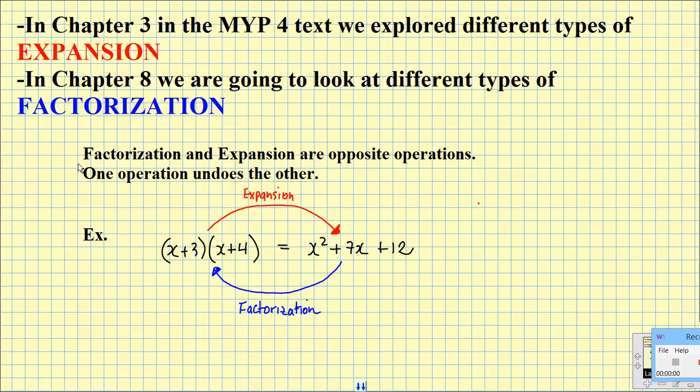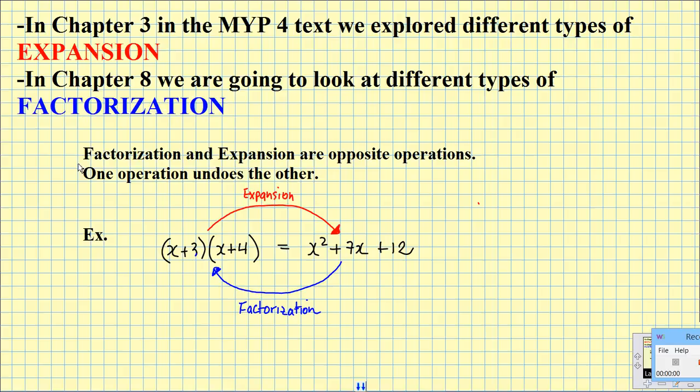Hi everyone, we're starting our next chapter, which is Chapter 8 in your MYP 4 book, and we're going to be looking at factorization. As we saw in Chapter 3, we explored different types of expansion: difference of squares, perfect squares, FOIL, and the distributive property and so forth. What we're going to be doing now is looking at different types of factorization.